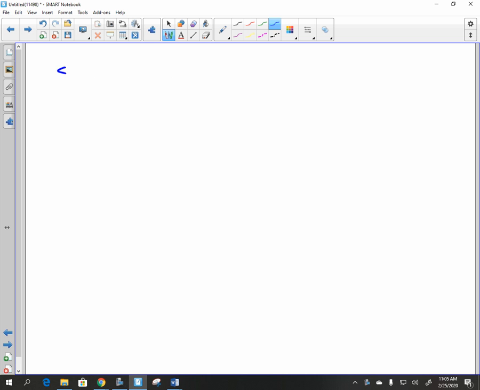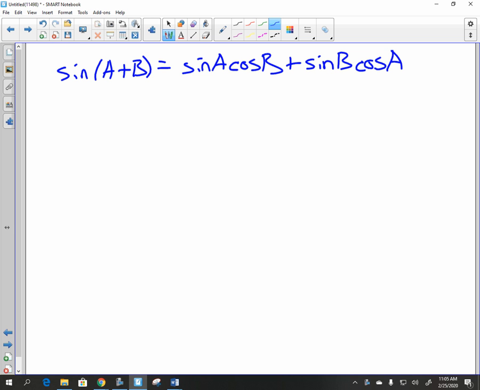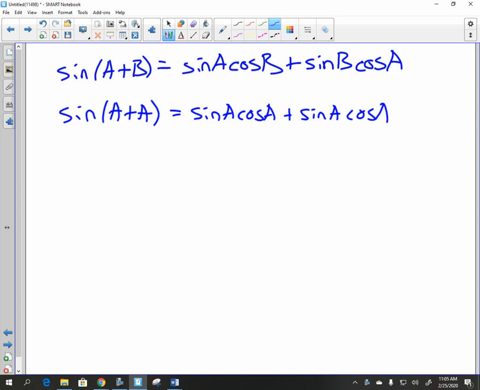Don't write this down. Yesterday you learned sine of A plus B is equal to what? Tell me. Sine of A cosine of B plus sine of B cosine of A. So here's a question for you. Suppose that it was sine of A plus A. Suppose the angles were the same. It would be sine of A cosine of A plus sine of A cosine of A. What do you notice?